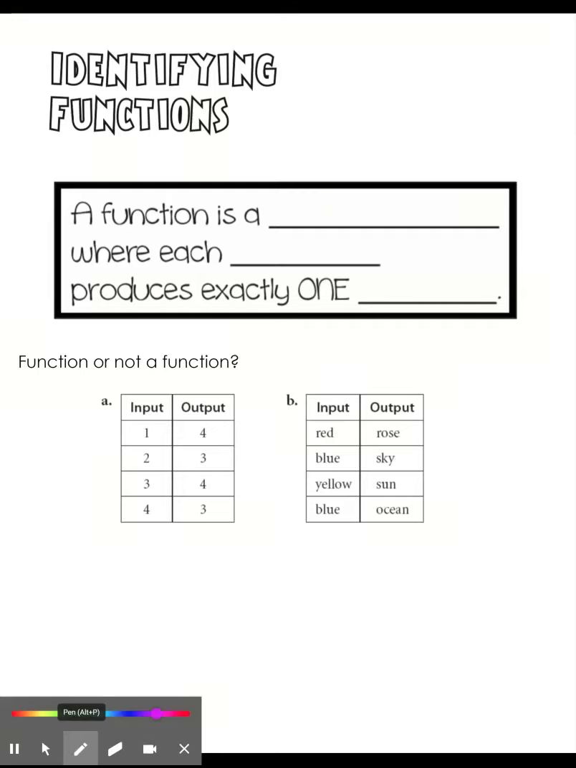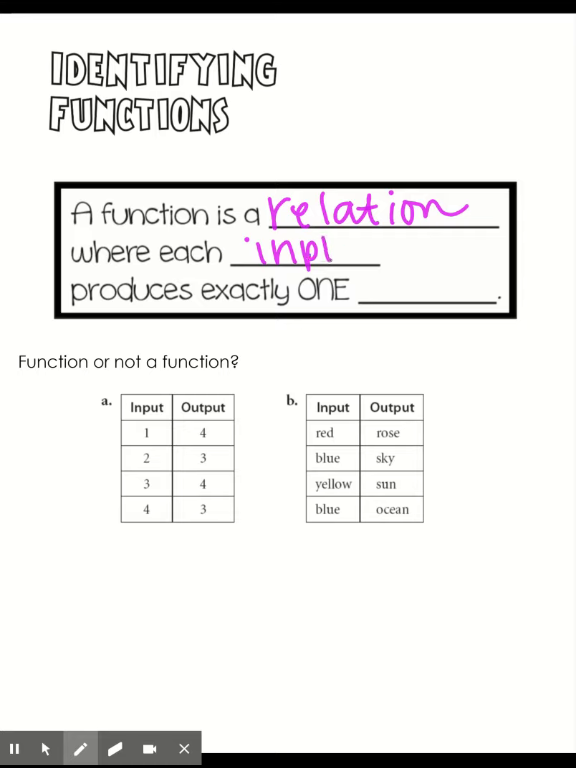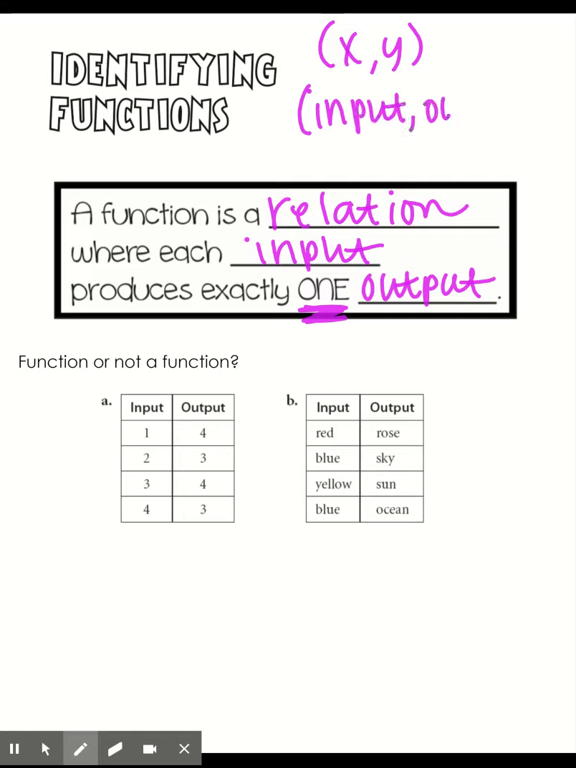All right, let's talk about functions. A function is a relation where each input has exactly one, very important, just one output. Okay? Those are new terms for us, but just relate it to something we already know. We know that x comma y is something we use all the time. Now just think of it as input, output.